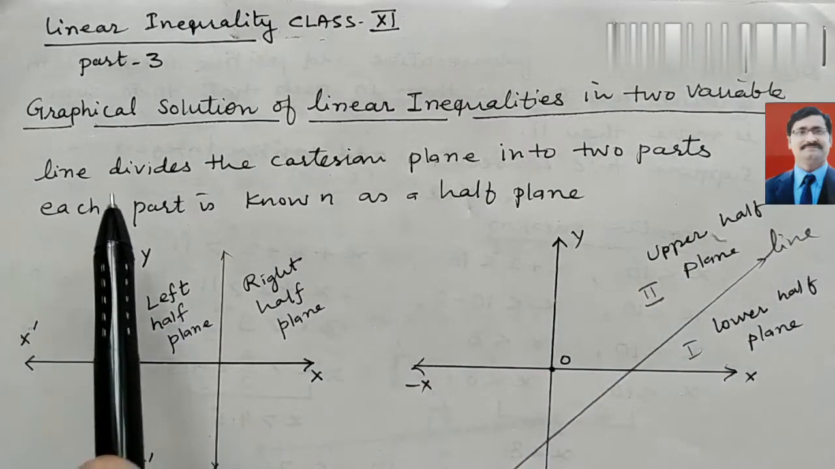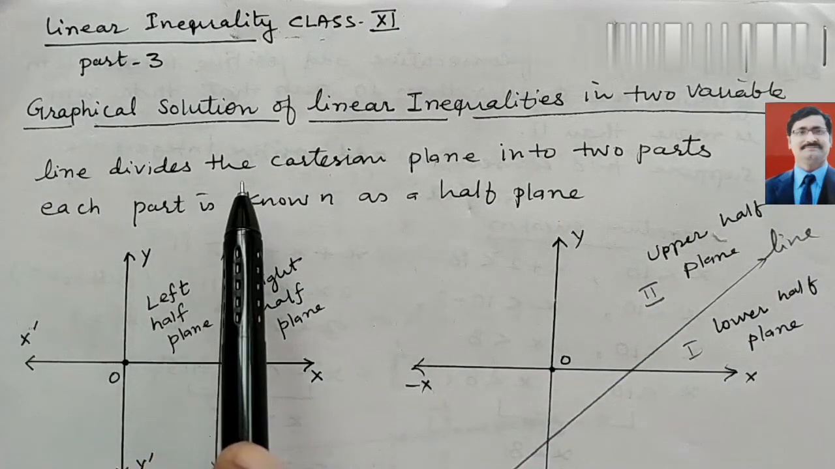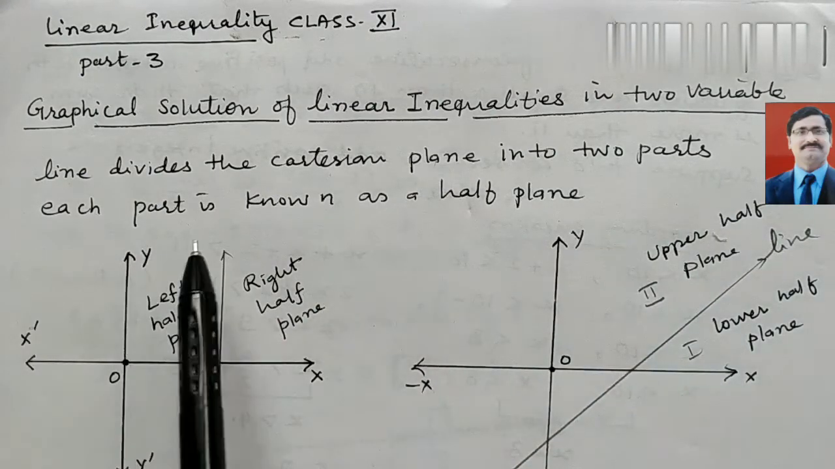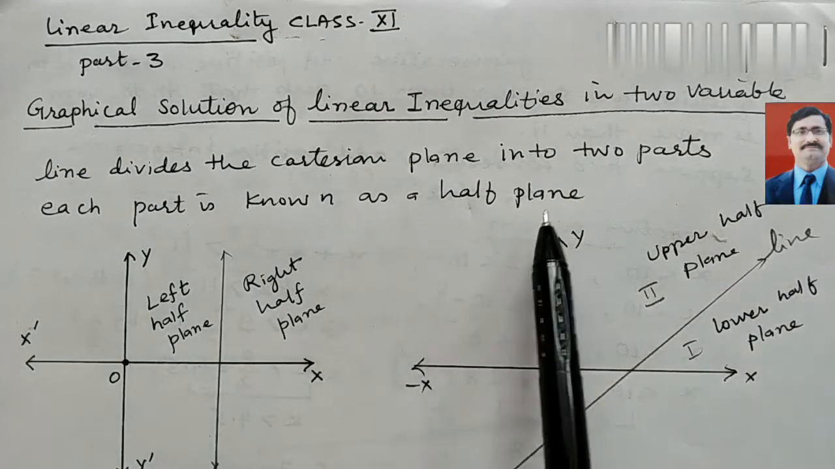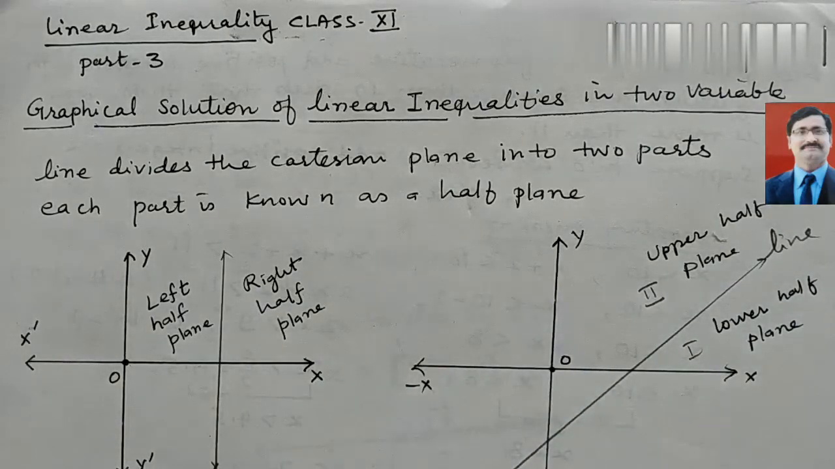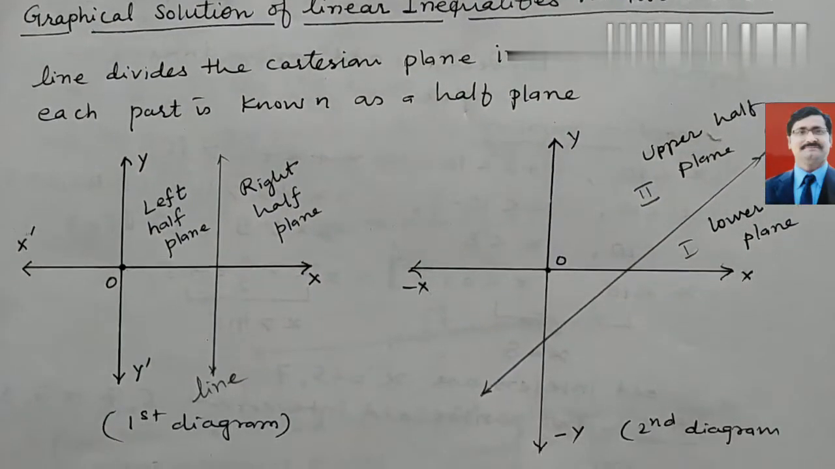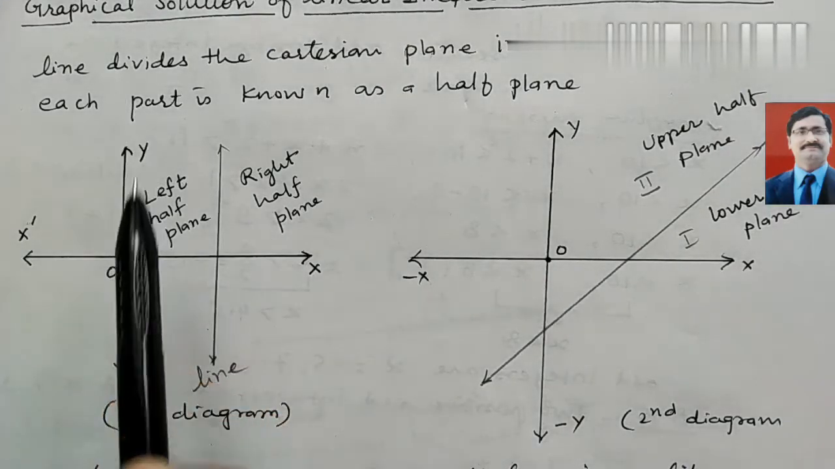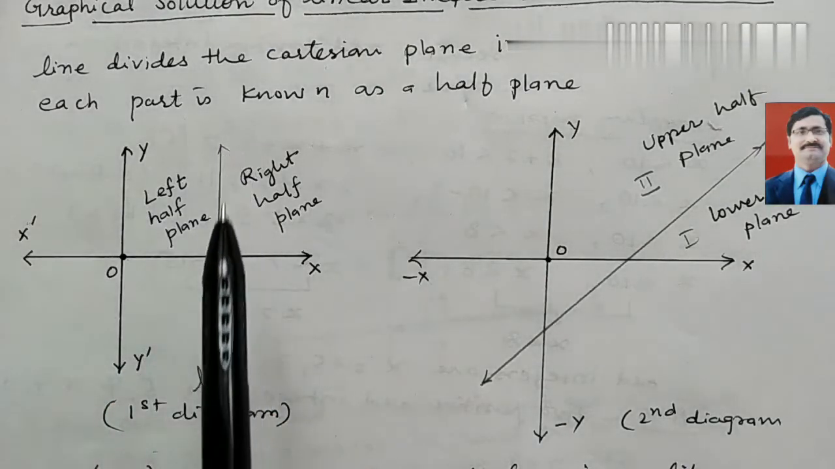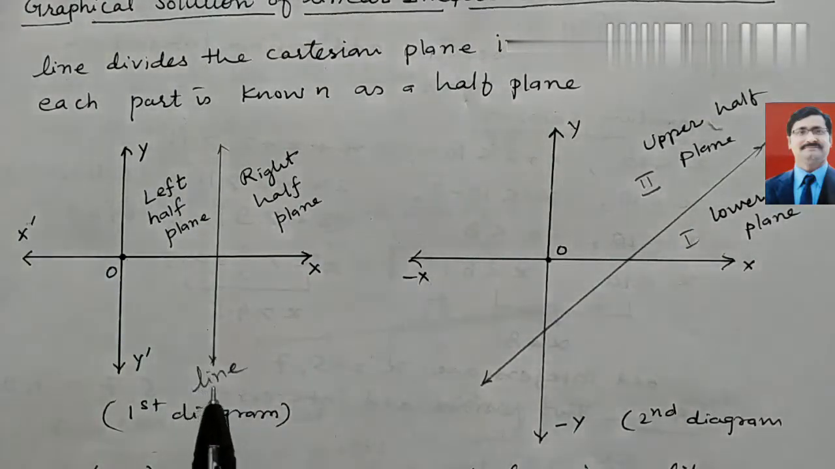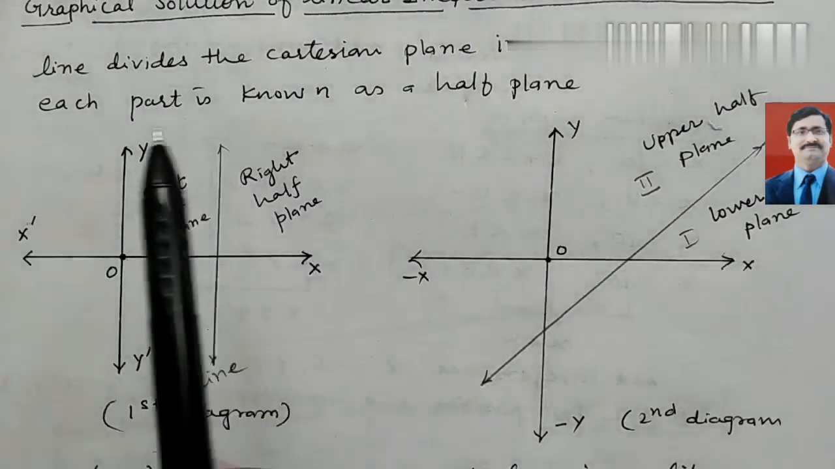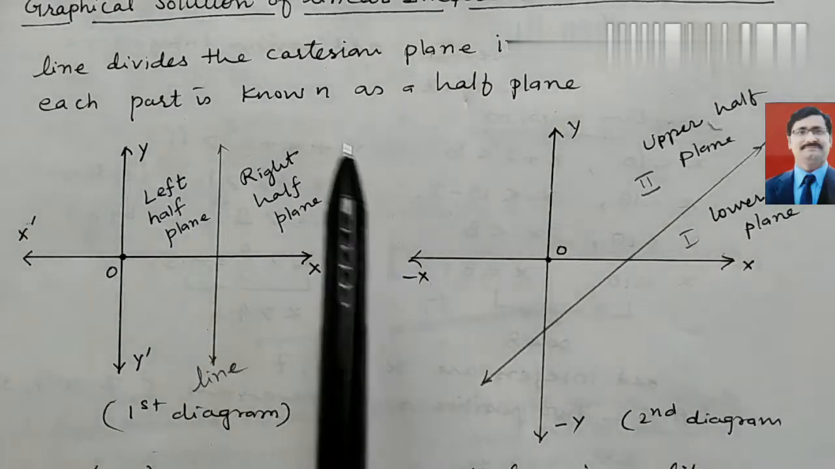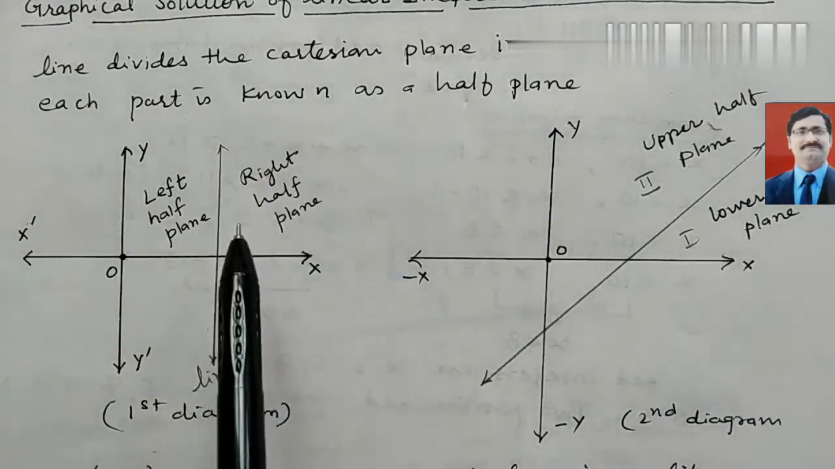Look here, we will get a line that divides the Cartesian plane into two parts. Each part is known as a half plane. Okay, so you can understand these two graphs we have here. This is the x-axis and this is the y-axis, and this is a line, and this line divides the whole Cartesian plane into two parts. This part is called the left half plane and the second part is called the right half plane.